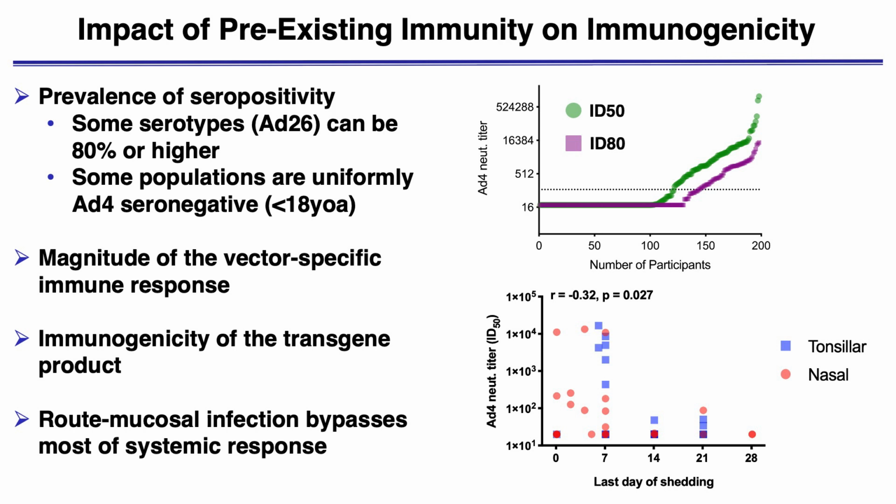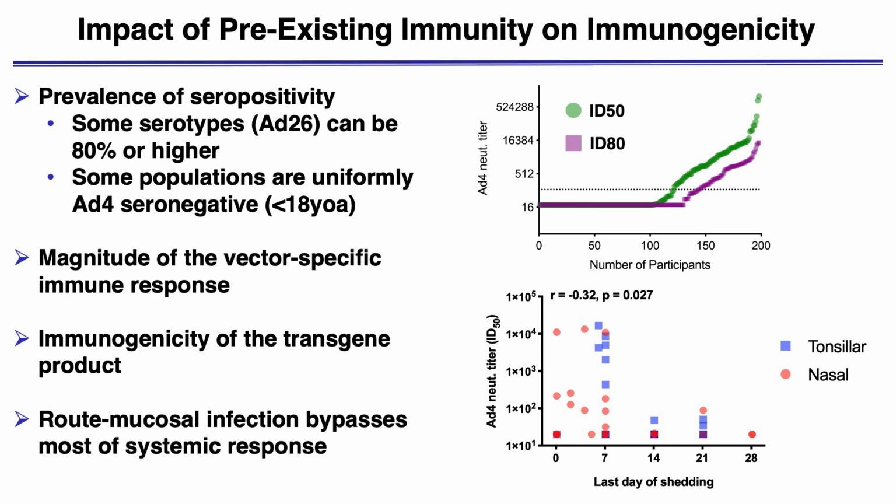I'll mention quickly the impact of pre-existing immunity for adenovirus type 4, only because I always get asked about it, and it's not a binary thing. It's not like people that have pre-existing immunity don't get infected with a vaccine virus, but it is related to many different factors, including the prevalence of seropositivity, the magnitude of the vector-specific response, and the immunogenicity of the transgene product. So for HIV, it might be an important problem, but for a highly immunogenic transgene like SARS-CoV-2 spike, it might be less of a problem.